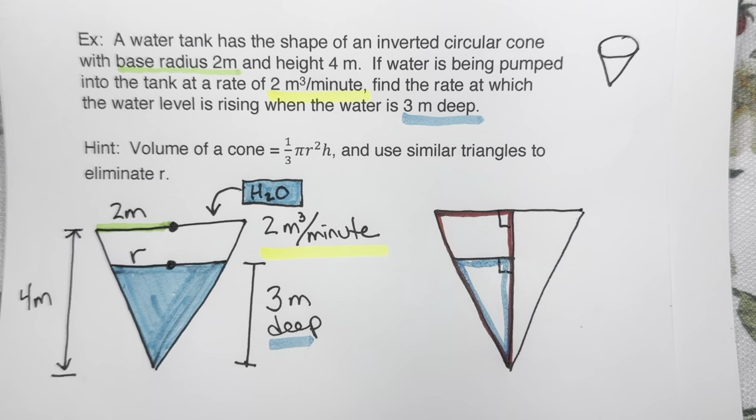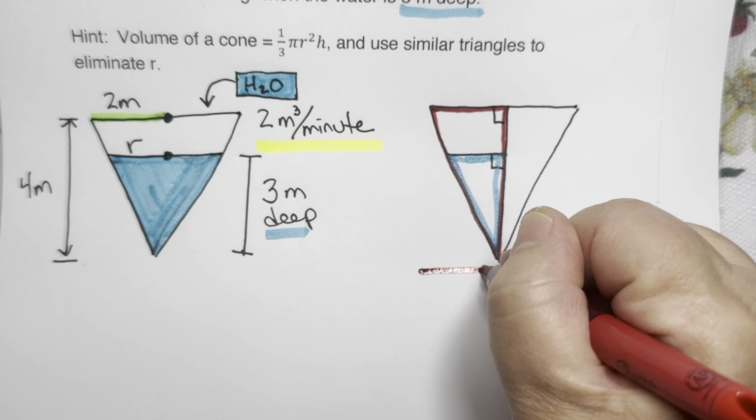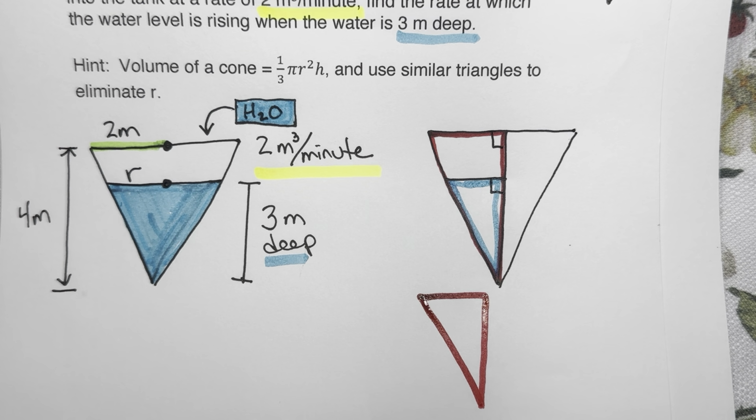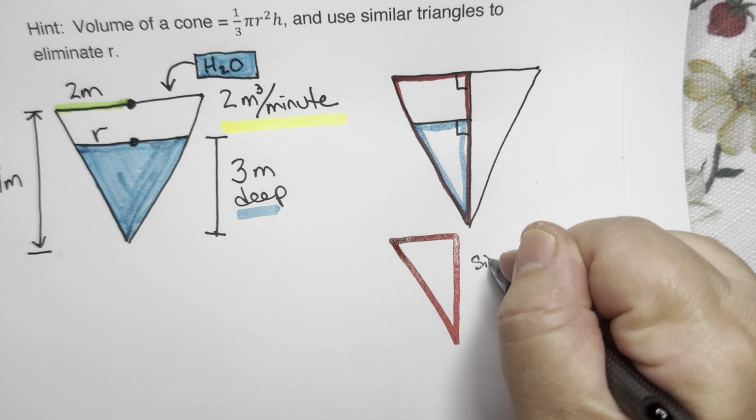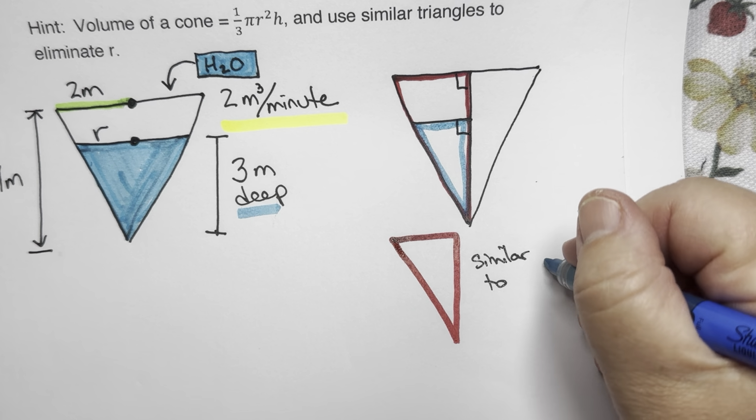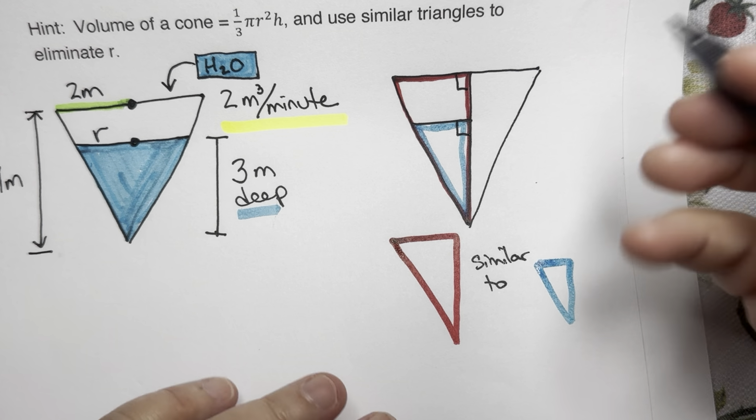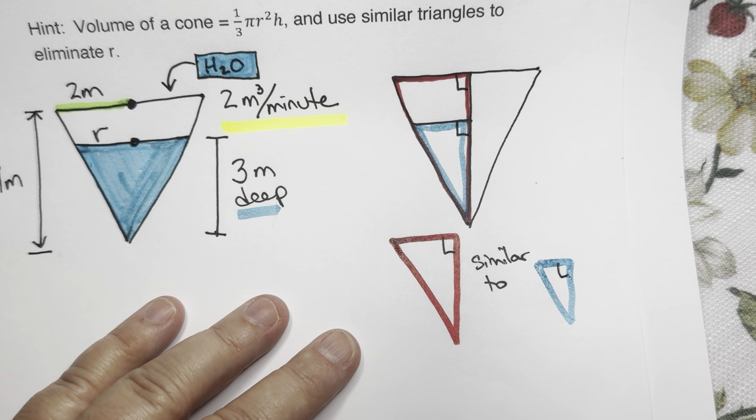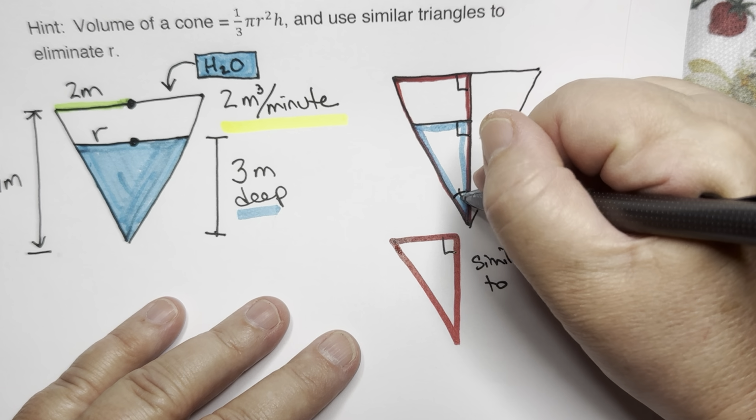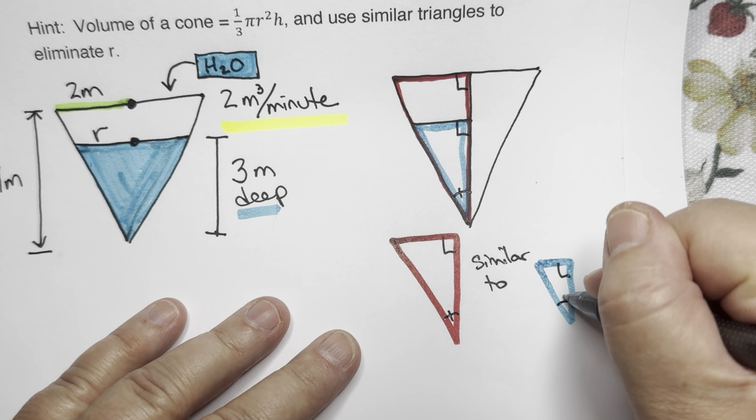And so the big red triangle is similar to the little blue triangle because they have matching angles. This is a right angle, right? Right. See what I did there? This angle, which I'm going to just mark with a single mark like that, they share it. So we know this already matches, right?